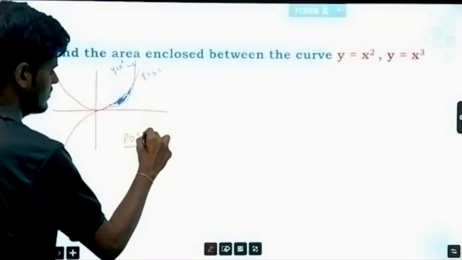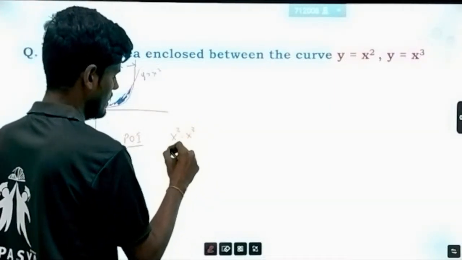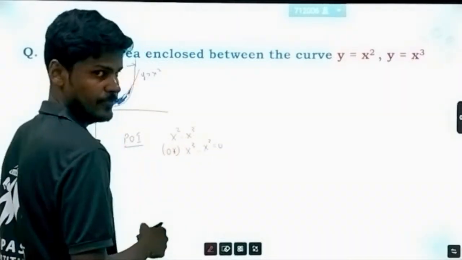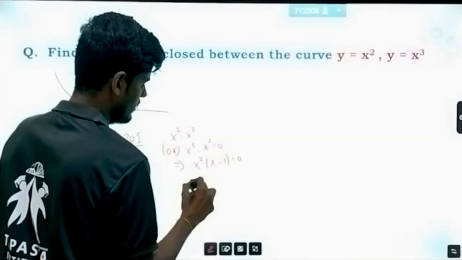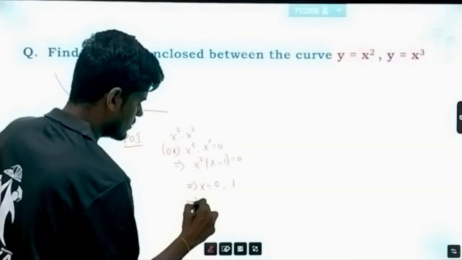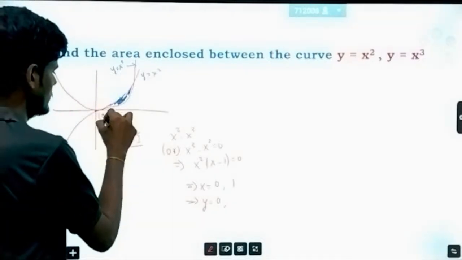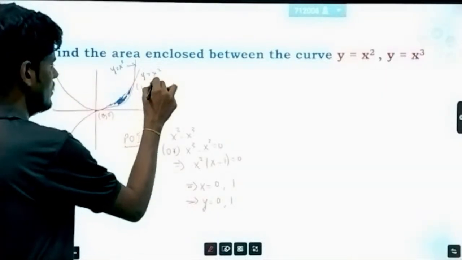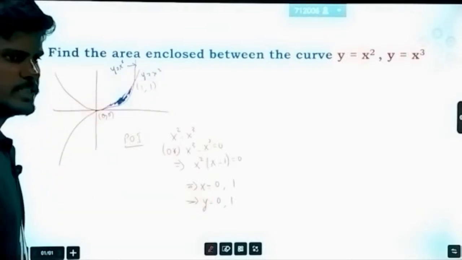The points of intersection will be given by x square is equal to x cube, or x cube minus x square equal to 0, or x square into x minus 1 equal to 0, which means x equal to 0 or 1. What will be the values of y? When x equal to 0, y is also 0, so this will be 0 comma 0. When x equal to 1, y is again 1, so this point will be 1 comma 1. So the points of intersection are 0 comma 0 and 1 comma 1.